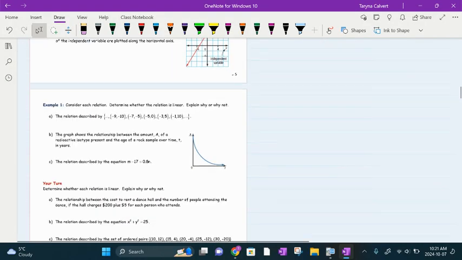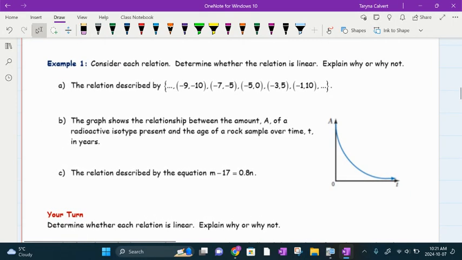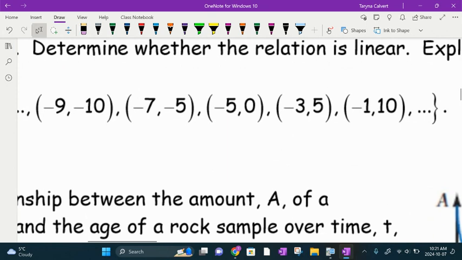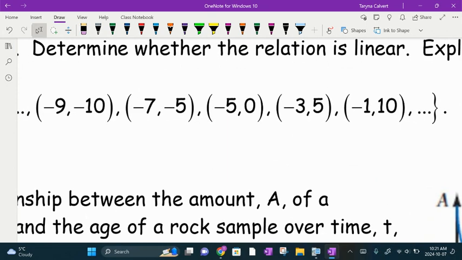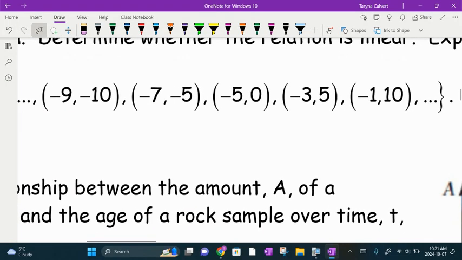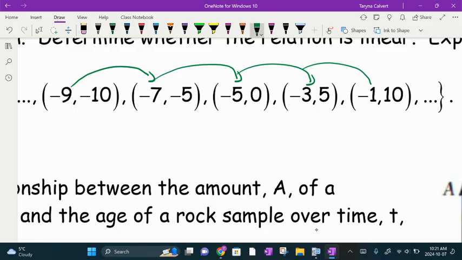All right, so let's take a peek. For example one, it says, consider each relation, determine whether the relation is linear, explain why or why not. If you look at these ordered pairs, do you have to look at them closely? Do you have to do some math? Yeah, you kind of have to, because if you look at your x's, what are they going up by? They're going up by 2. So right now it looks good for linear.